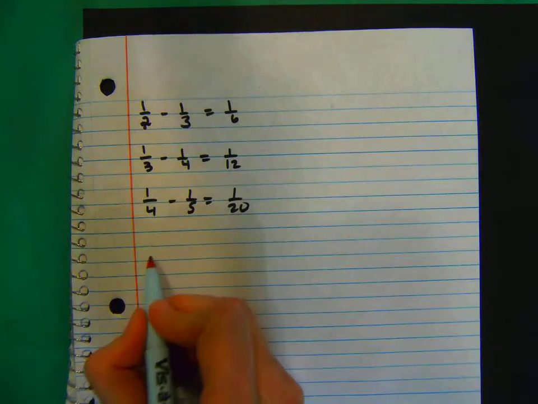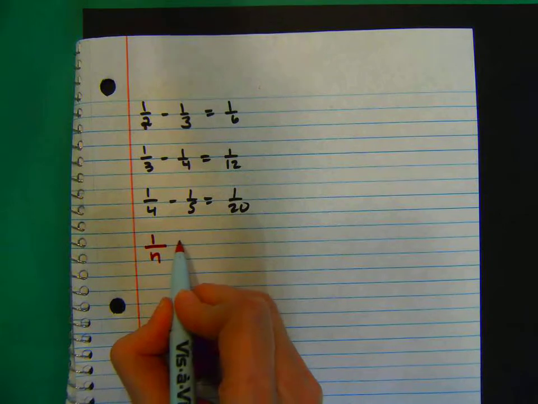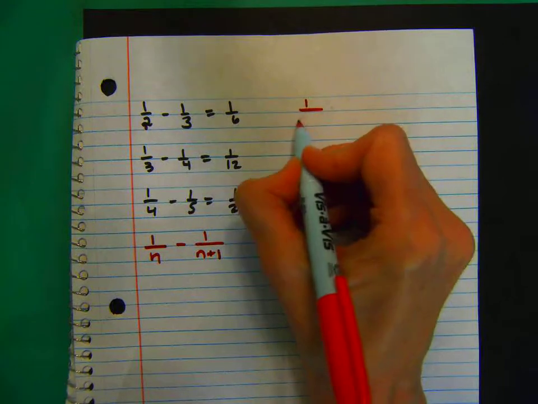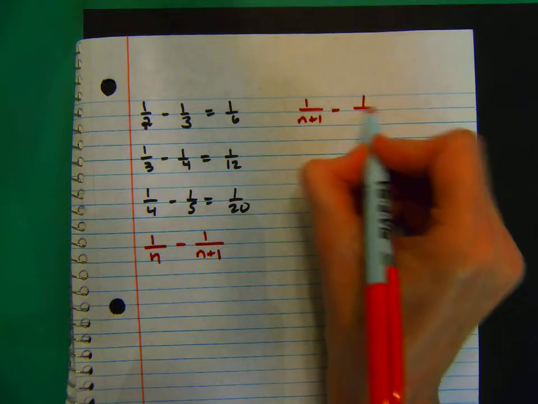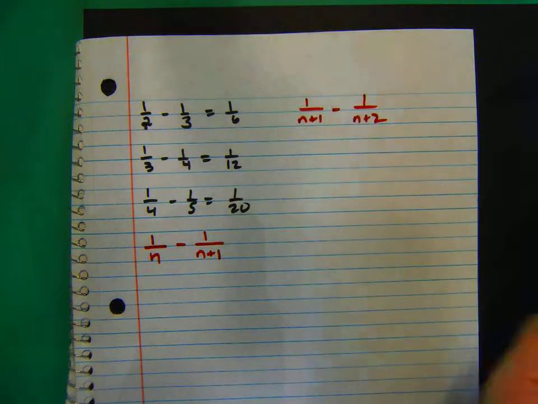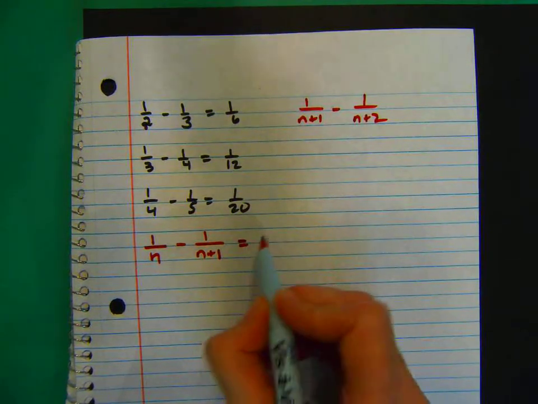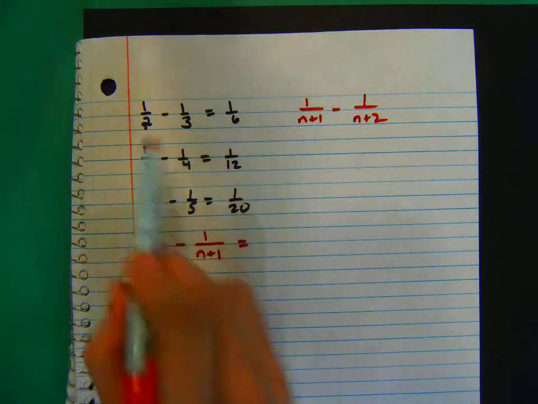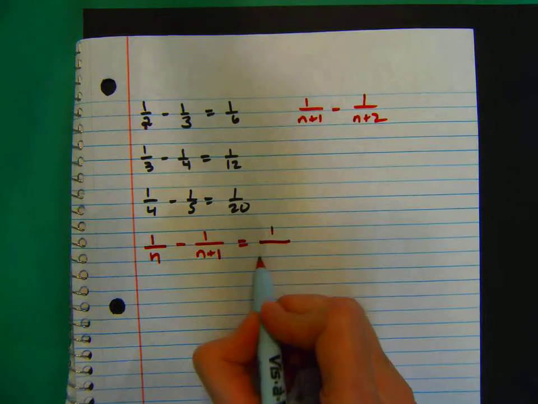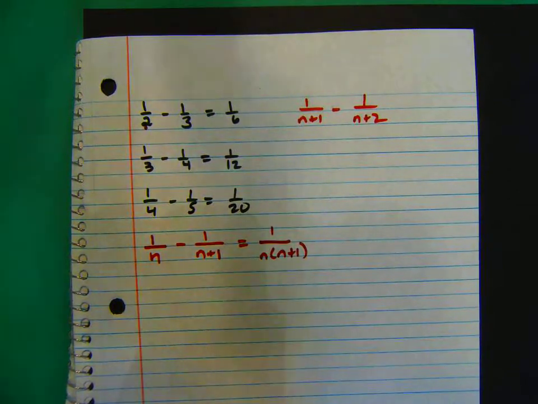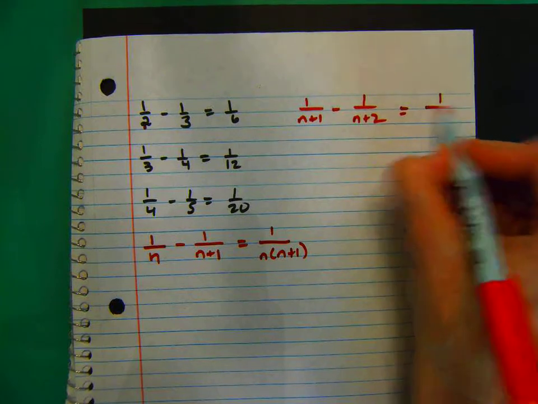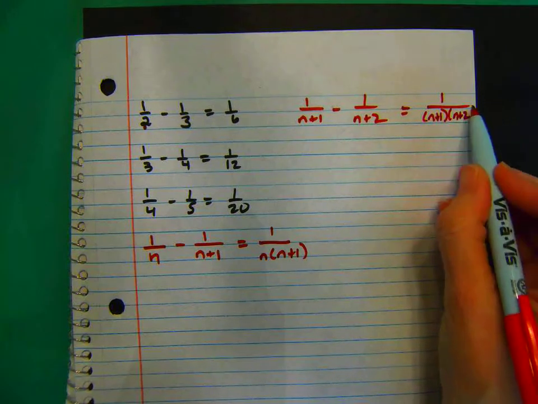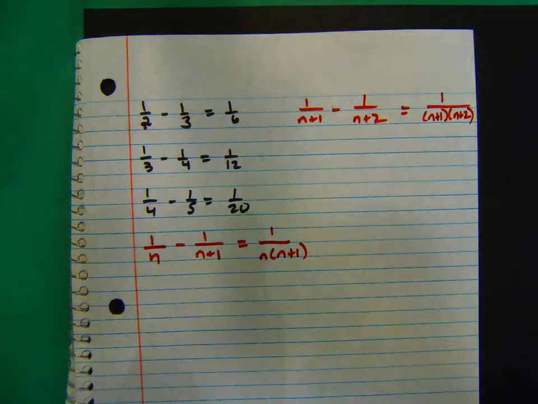It is true that 1 is on the top of every fraction, so if I make this 1 over n, then this is 1 over n plus 1. Notice that my students did this, 1 over n plus 1 minus 1 over n plus 2. Both of those will work. And this, if you look at the pattern, 2 times 3 is 6, 3 times 4 is 12, 4 times 5 is 20. It appears they're multiplying those, so they're getting 1 over n times n plus 1. My students had this pattern, n plus 1 times n plus 2. Both of these will work.